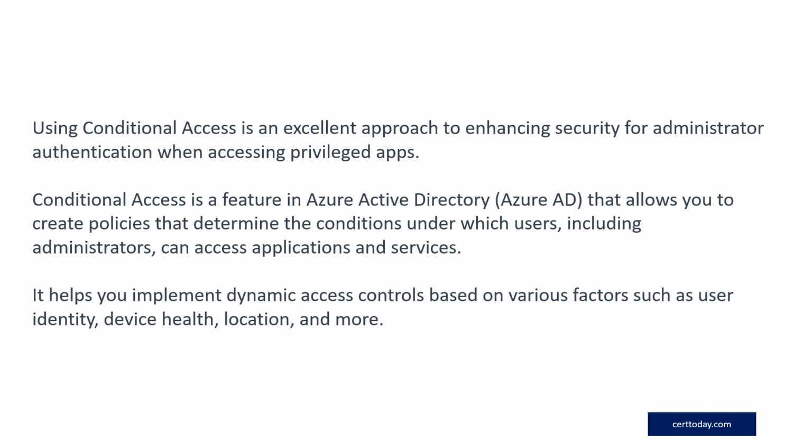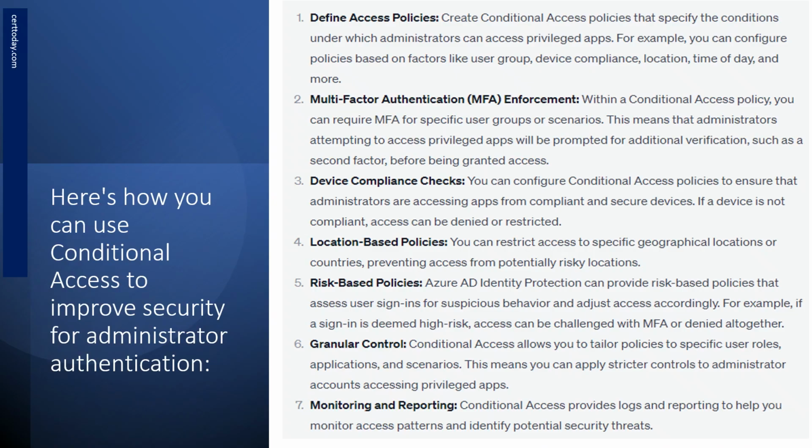It helps you implement dynamic access control based on various factors such as user identity, device health, location, and many more. Here's how you can use conditional access to improve security for administrators' authentication. 1. Define the access policies. 2. Multi-factor authentication enforcement. 3. Device compliance checks. 4. Location-based policies. 5. Risk-based policies. 6. Granular control. And 7. Monitoring and reporting, among others.